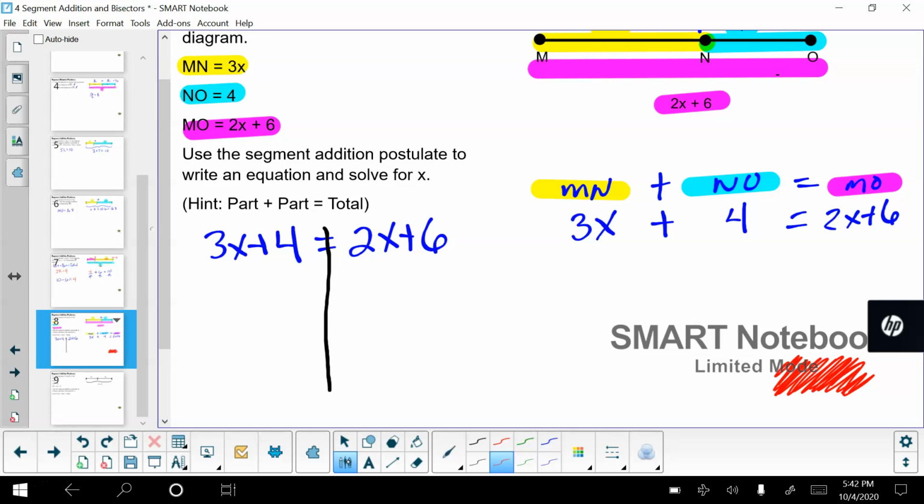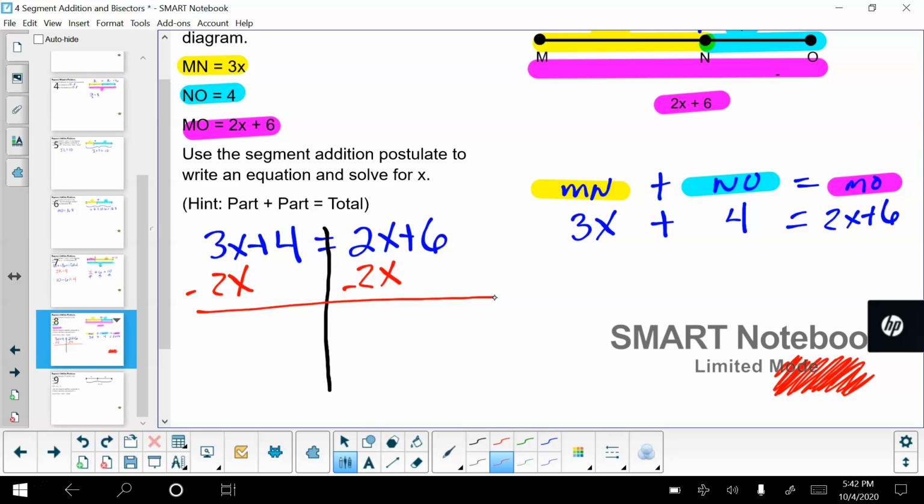But I notice I have x's on both sides, so I need to get my x's together. So we always look at the side with fewer x's. Between 3x and 2x, it's the 2x that's got fewer, so that's the one that I'm going to move. I'm going to move it over to the 3x side so that I can get them together. And we're going to remember when we're isolating that we use opposites. That's a positive 2x, so the opposite of that is a negative. And we're going to do it to both sides.